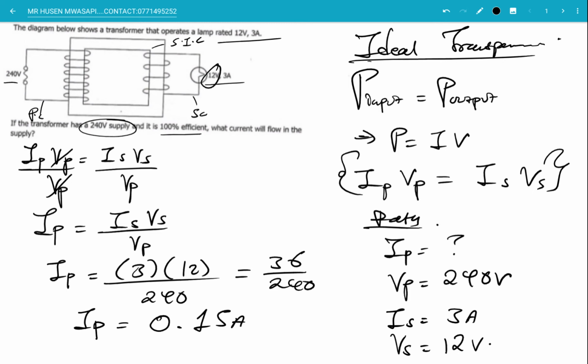It's going to be 0.15 amps. So this will be the current that will flow in our supply. And this is how you go about solving the first question. So let's move on to the second question.